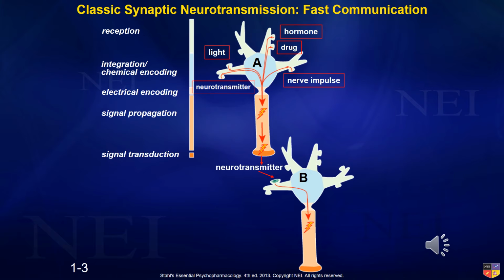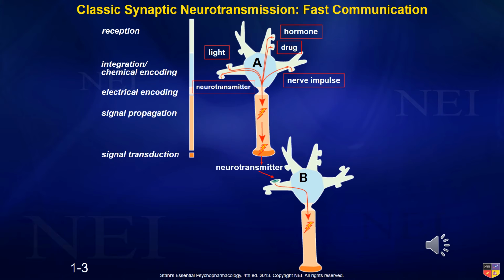Then from the dendrite on the right-hand side, you'll see there are lines going into A, which is the soma area. And there in the soma area, there's the integration and chemical encoding. And then on the left-hand side, you see electrical encoding taking place. And then if you go down where it starts to turn yellowish orange, that is the axon. And an electrical impulse is now sent down the axon.